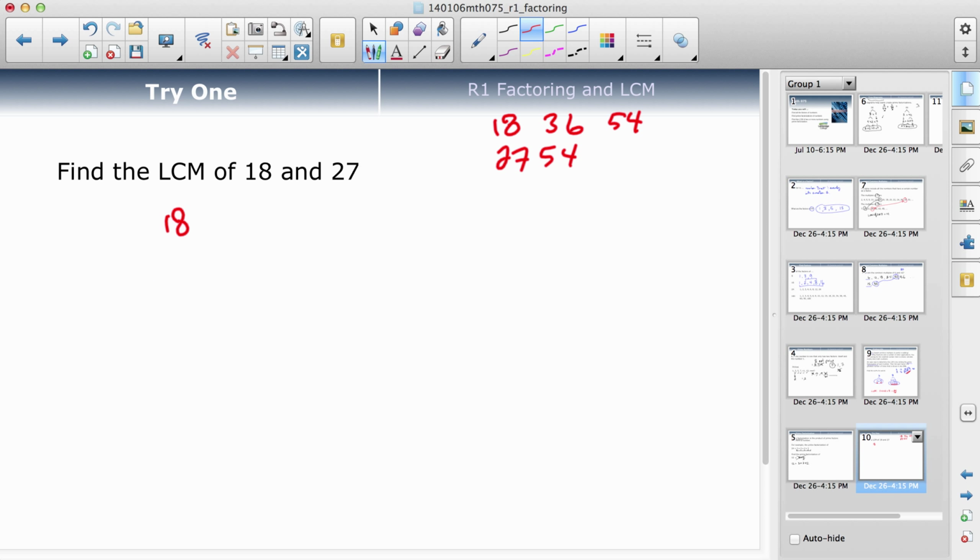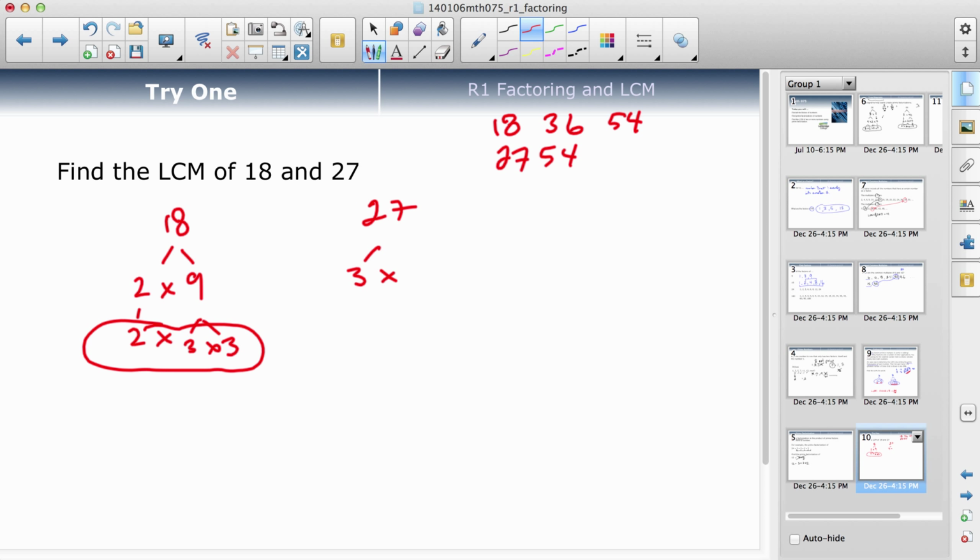So 18 I can separate into 2 times 9. The 9 I can separate into 3 times 3. Make sure you're bringing the 2 down. So here's my prime factorization of 18. 27 is 3 times 9, and 9 is the same thing as 3 times 3. Those multiply to 27. There's my prime factorization.